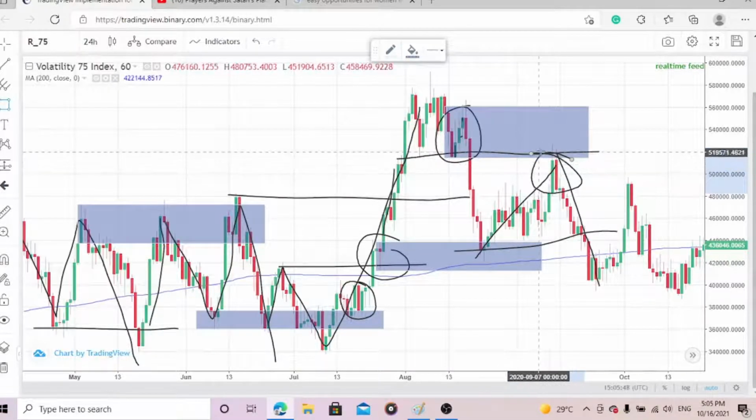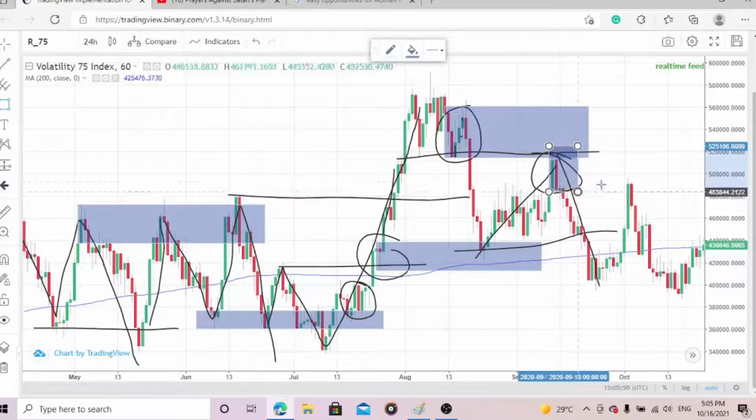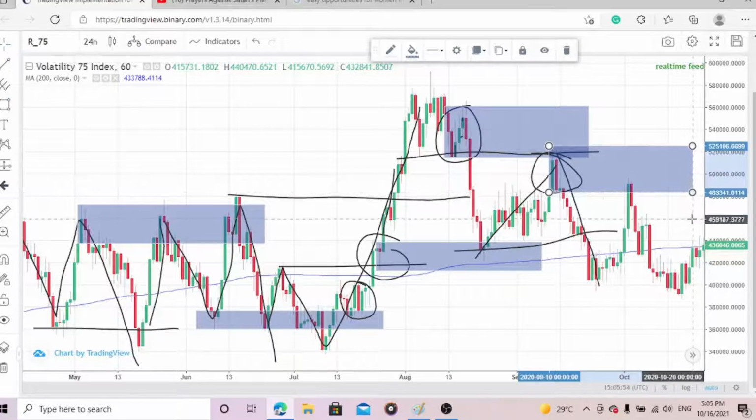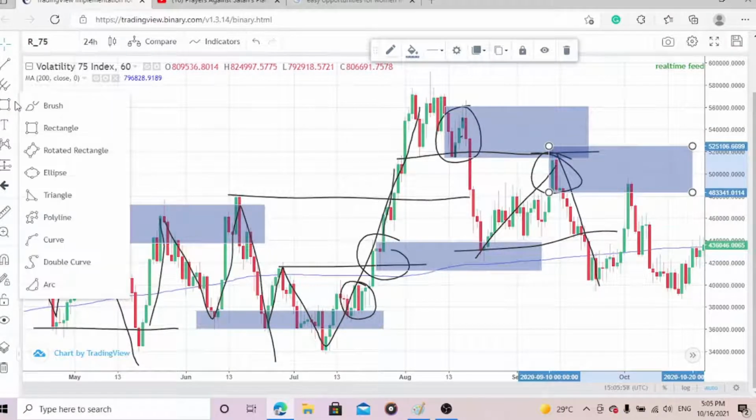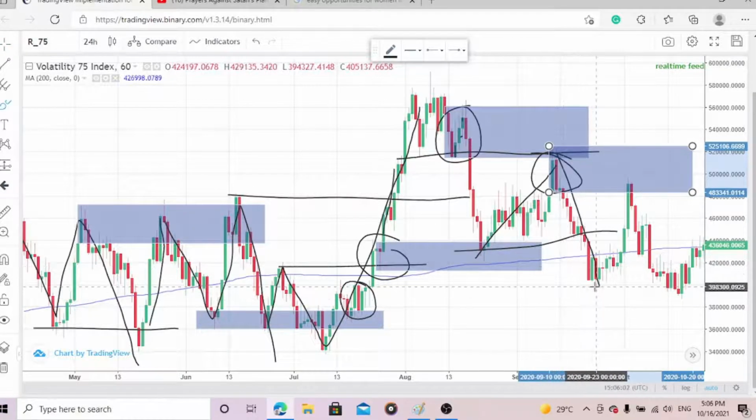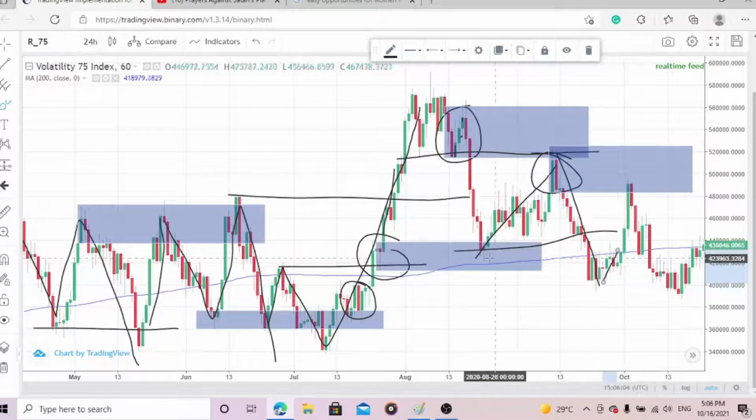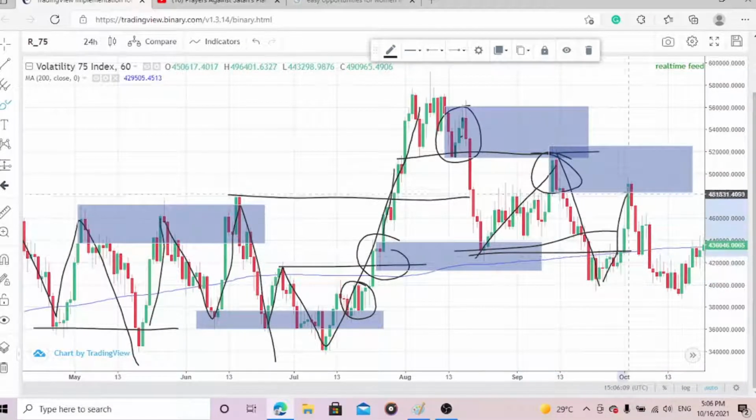Because this move was aggressive, right? Then what did the market do? It went back to test that order block. The market did not respect this. As I told you, V75 makes deeper corrections. It went all the way back in to retest that order block and then came back down, breaking the structure.